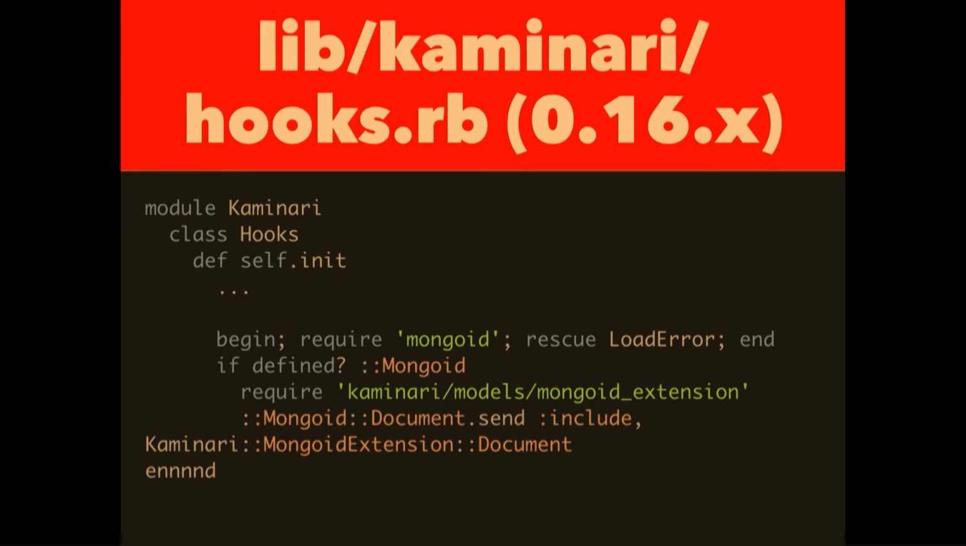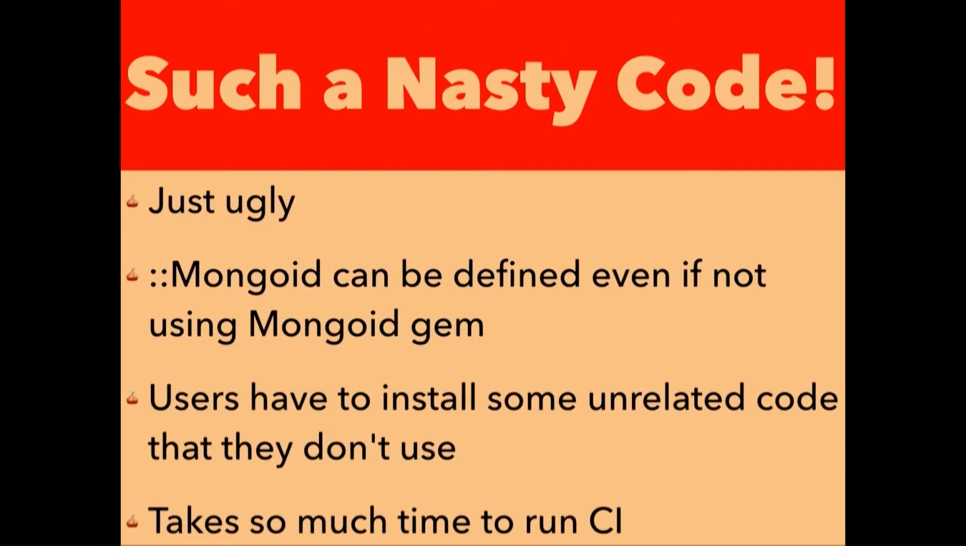So here's an example of how Kaminari loads the Mongoid adapter. It firstly tries to require Mongoid, and if Mongoid was found, then it loads the Mongoid extension, right? It kind of works, but it's such nasty code. I think it's just ugly, and there are some problems listed here. And I think the biggest problem of this code is that it takes so much time to run through all these matrices in Travis CI.